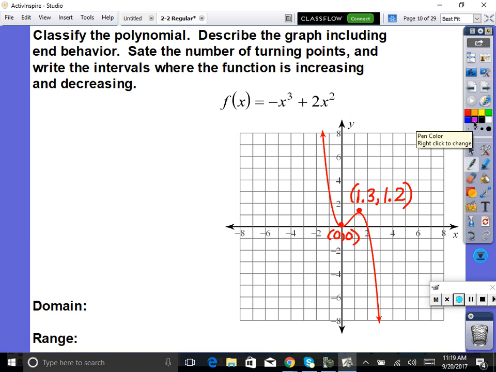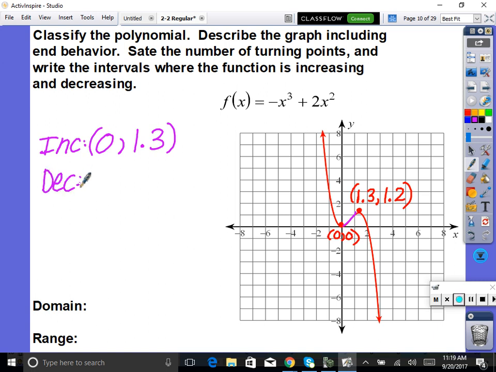Okay, here we go. So now let's do increasing and decreasing. Aren't we increasing from here to here? X values 0 to 1.3, so it's just not as pretty, but it's the same idea. Decreasing from negative infinity up to 0. And then are we decreasing from 1.3 to infinity? And then my domain and range on this one, domain is negative infinity to positive infinity. My range is negative infinity to positive infinity.